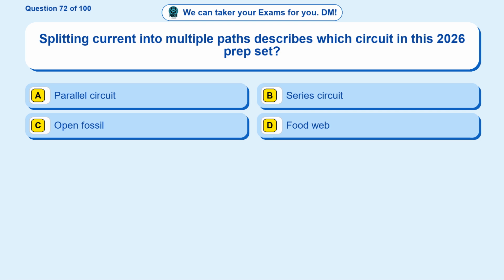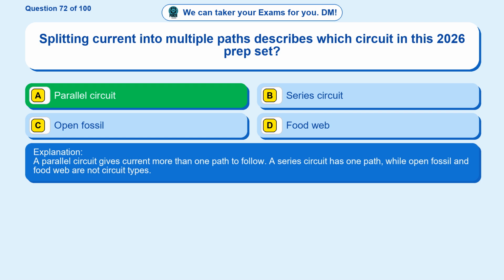Question 72. Splitting current into multiple paths describes which circuit in this 2026 prep set? Option A, parallel circuit. Option B, series circuit. Option C, open fossil. Option D, food web. The correct answer is option A. Parallel circuit. A parallel circuit gives current more than one path to follow. A series circuit has one path, while open fossil and food web are not circuit types.